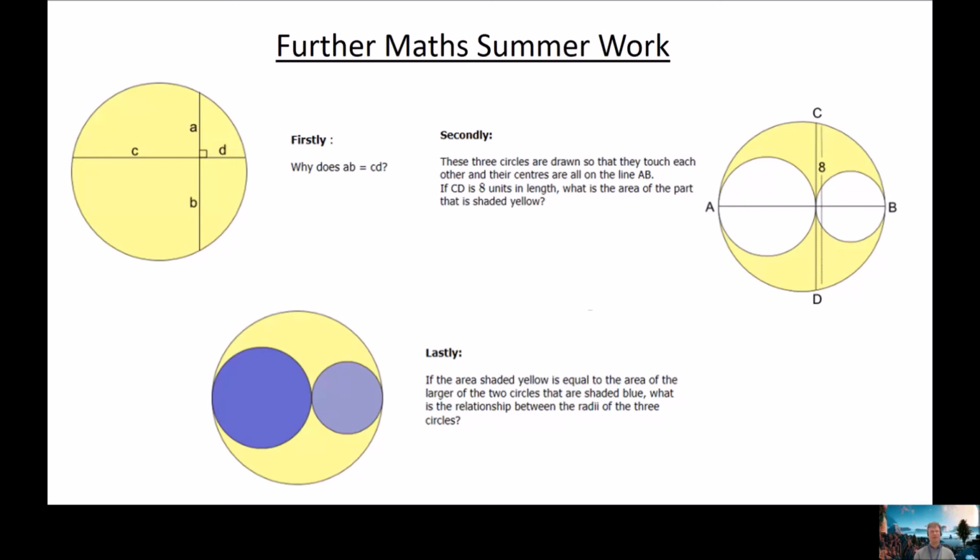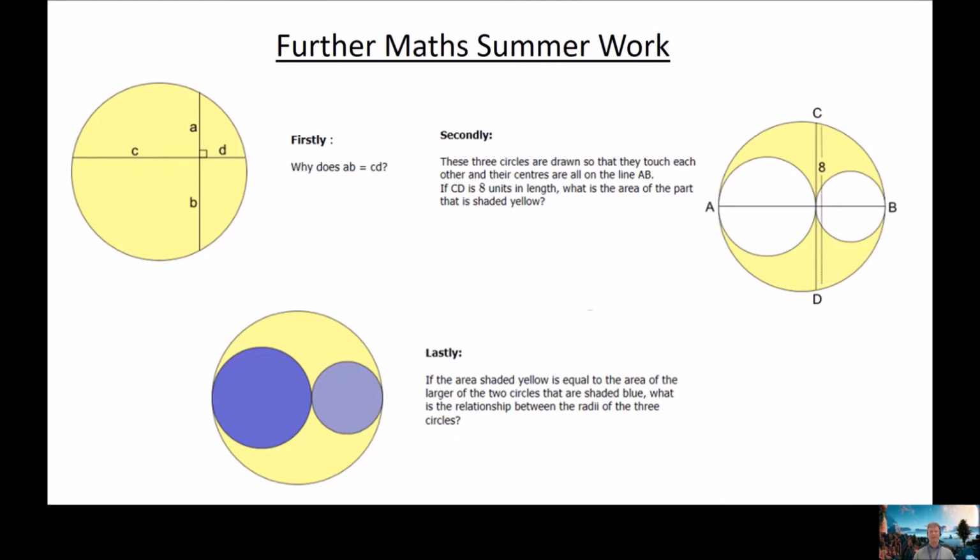Okay, don't just write the intersecting chord theorem down. I want you to actually prove it. It's called deriving it. Come up with a bit of maths using your circle theorems from school and actually show the result A times B equals C times D.